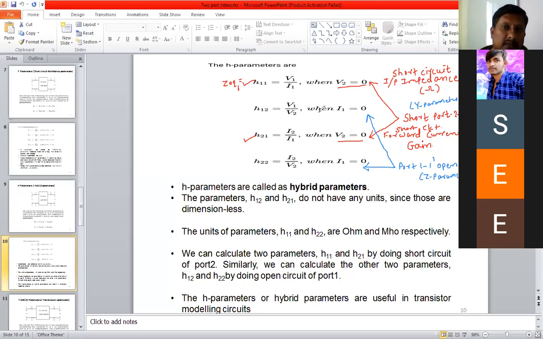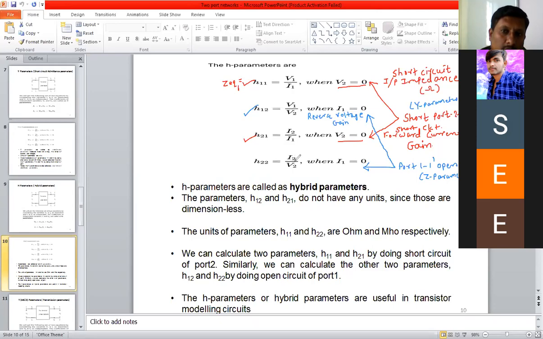Okay, आता इथं बघा, when I1 equal to 0, you are putting in the equation number 1 and 2, you can get H12 that is equal to V1 upon V2. म्हणजे V1 तुम्हाला find out करता येतं and V2 also you can find out. Okay, so this is what voltage gain. So this is named as forward का reverse. Reverse voltage gain. Yes, reverse voltage gain, unitless. Okay, open circuit reverse voltage gain.